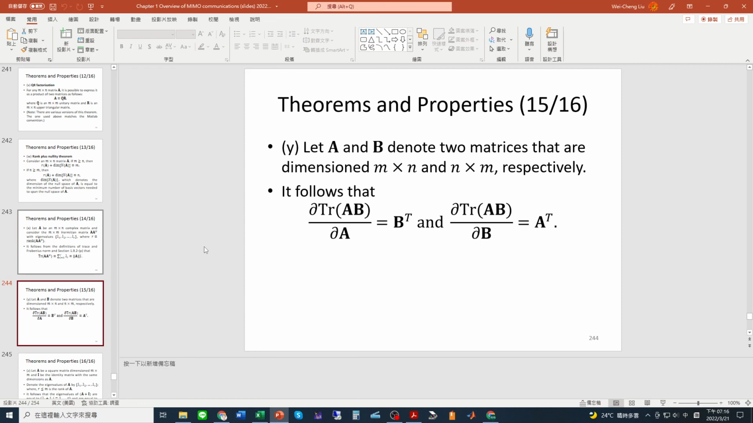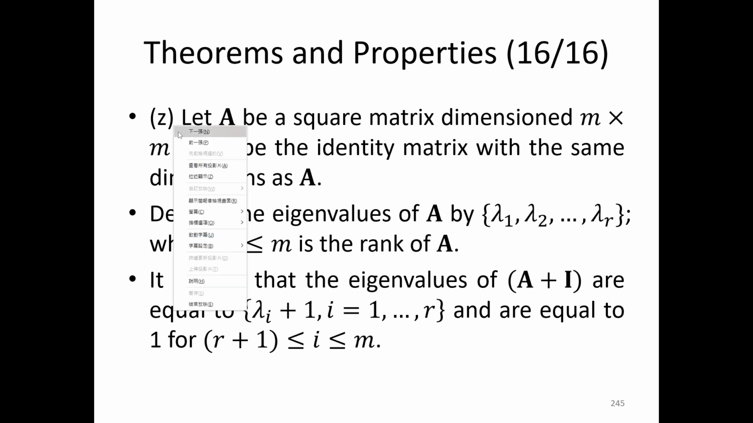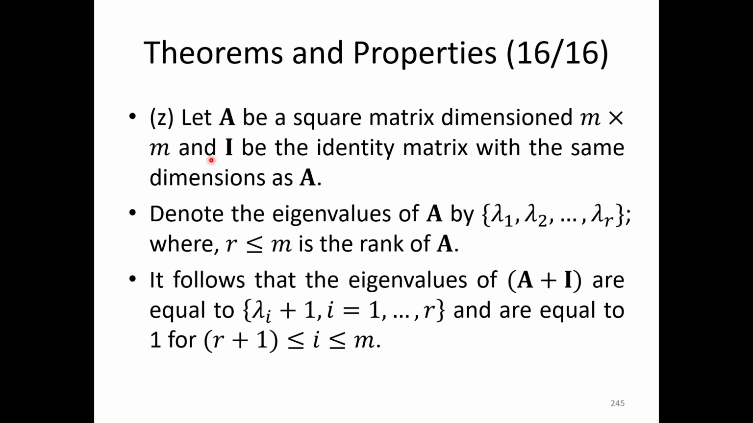Okay, let us go back to the slides. Let A be a square matrix dimensioned m by m and I be the identity matrix with the same dimensions as A.